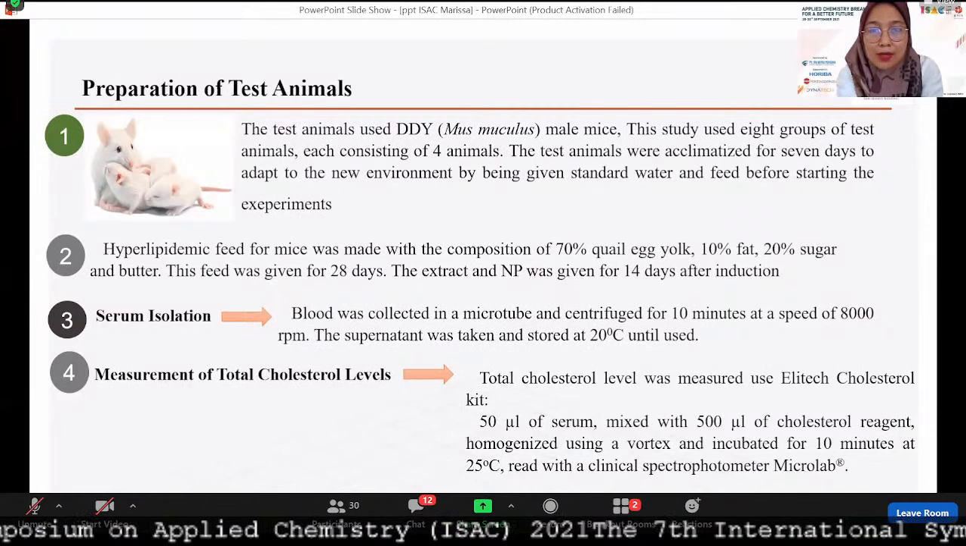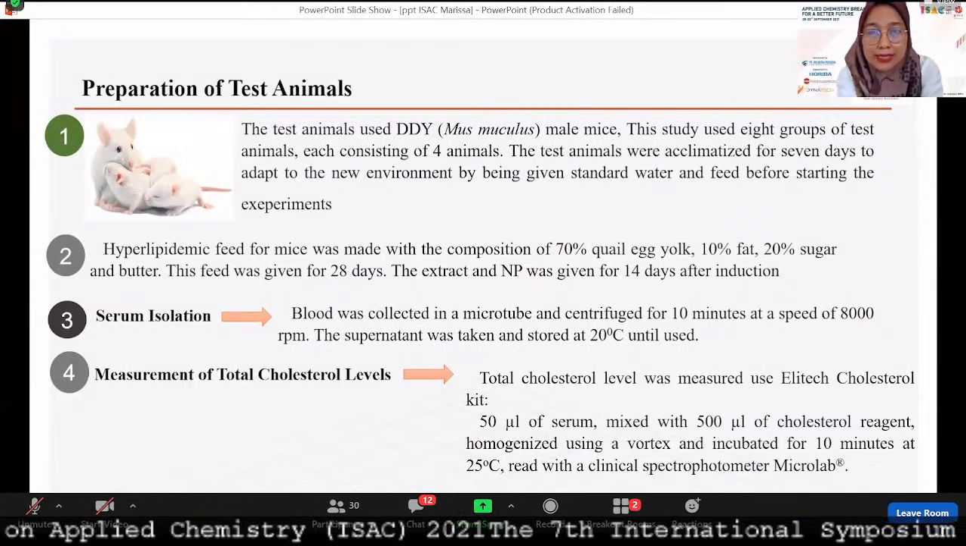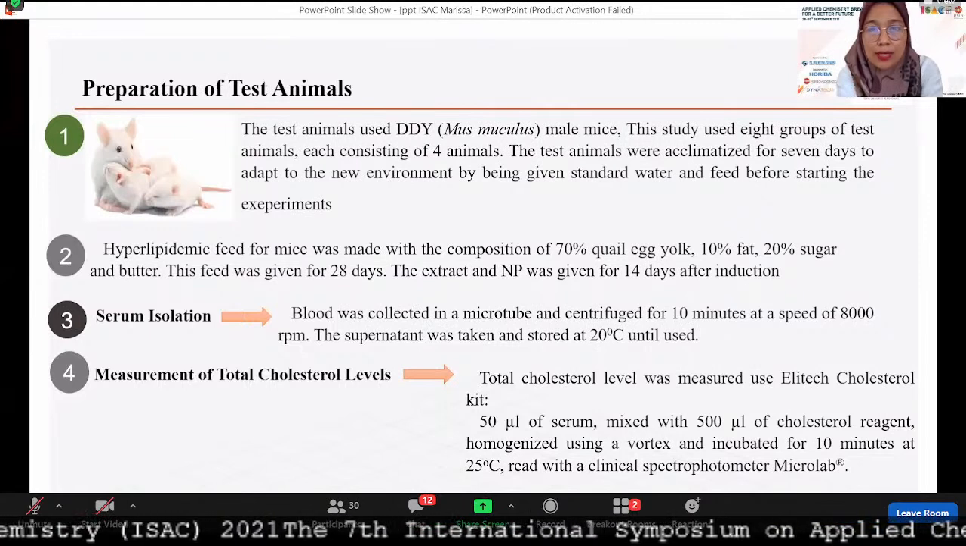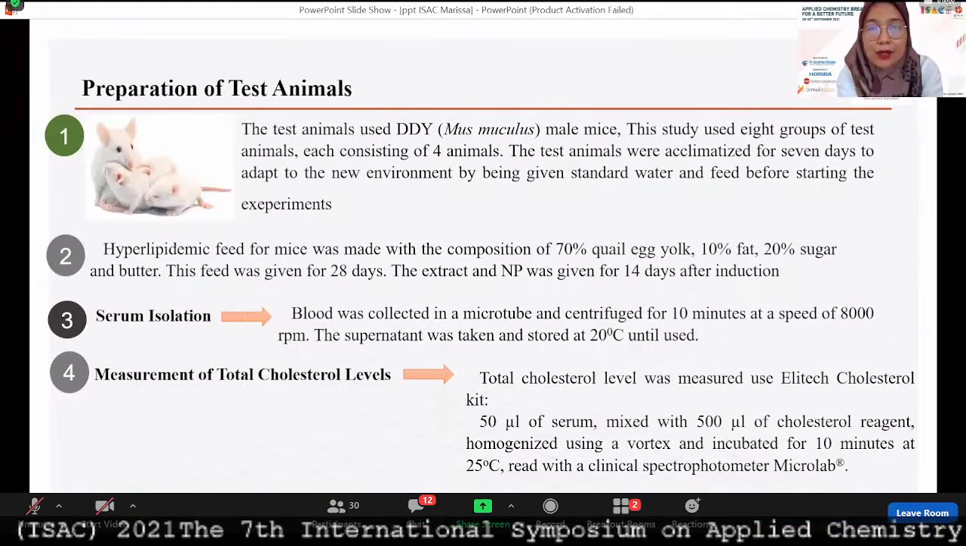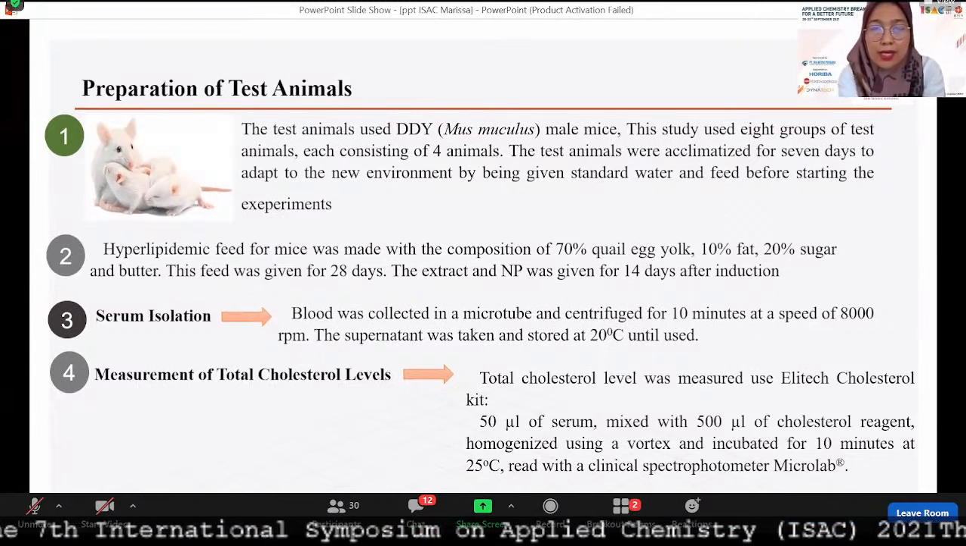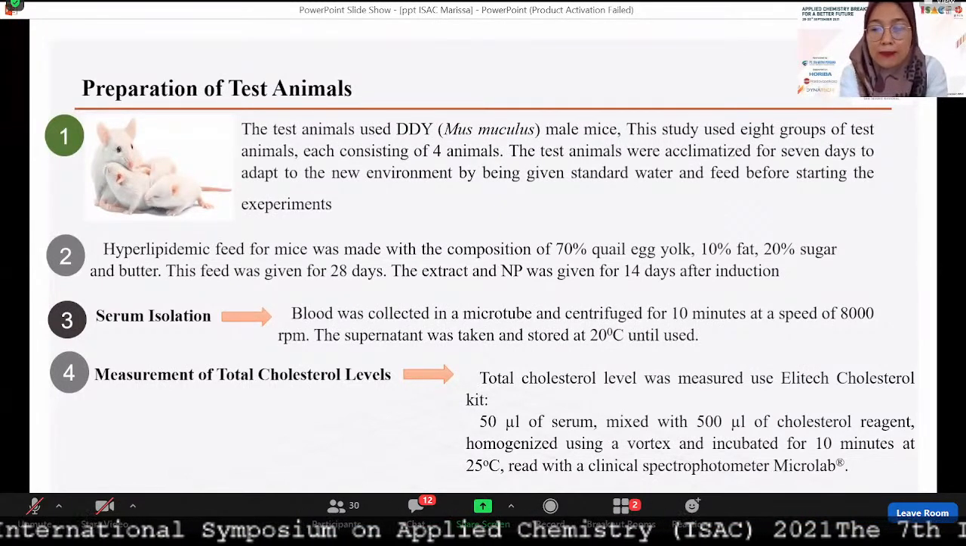The cholesterol level of serum was measured using Elitex cholesterol kit. The 50 microliter serum was mixed with the 500 cholesterol reagent, and then we homogenize and also incubate it. And then we measure it on the clinical spectrophotometry microlab.